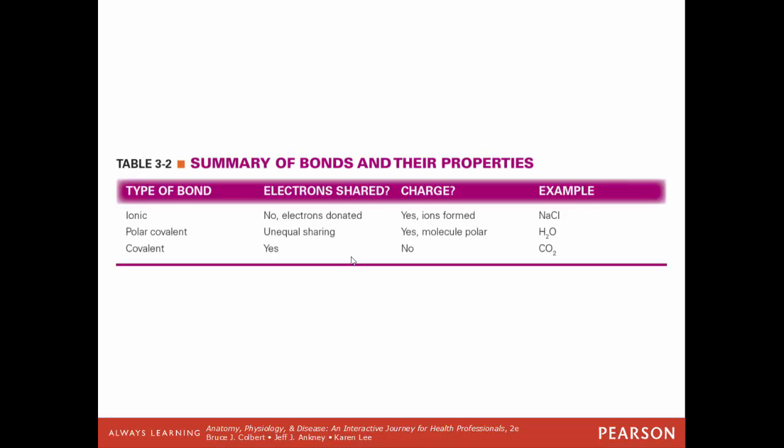Polar covalent, you have an unequal sharing. One will hog electrons a little bit more than the others. So you have some areas of the compound that are going to be more negatively charged. Some areas are going to be more positively charged. A good example of that is water. And covalent is going to be an equal sharing of all the electrons, so there's no charge created, and carbon dioxide is a good example.